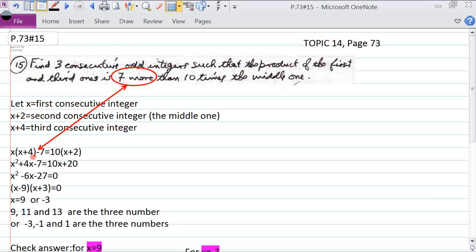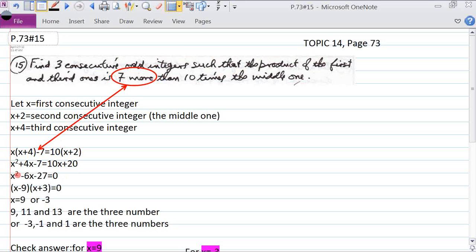Now if you want, instead of subtracting 7 from the left-hand side, you could add 7 to the right. So that's another possibility, but I've left the 7 here. So now what we're going to do is multiply by the distributive rule. x times x gives me x squared. x times plus 4 gives me 4x. Minus 7 is this term here. Using the distributive rule here, 10 times x gives me 10x. And 10 times plus 2 gives me plus 20.